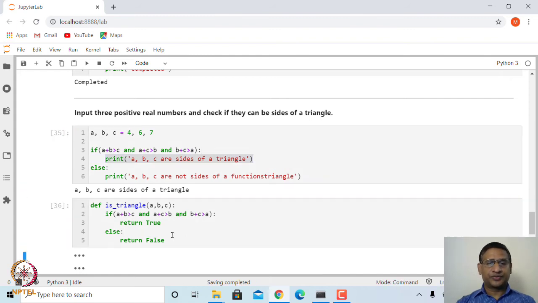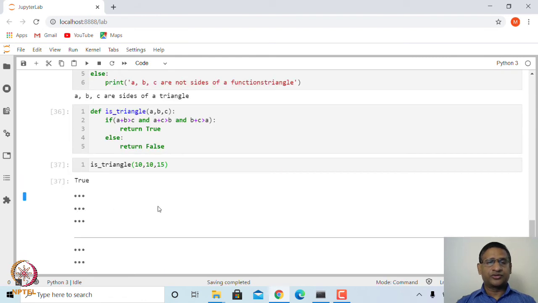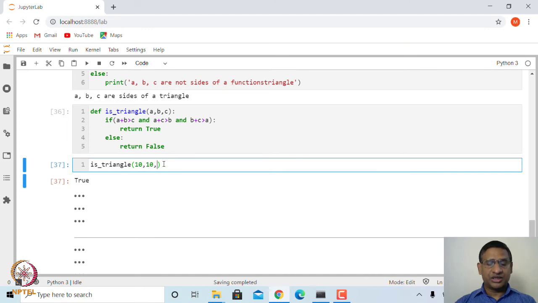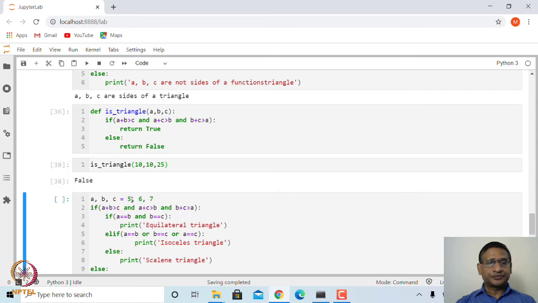So, let us run this and let us call this. If I say triangle 10, 10 and let us say 15, the answer is true, it forms a triangle. Instead of 15, if I say 25, then a plus b is not greater than c. So, it should say false, right.